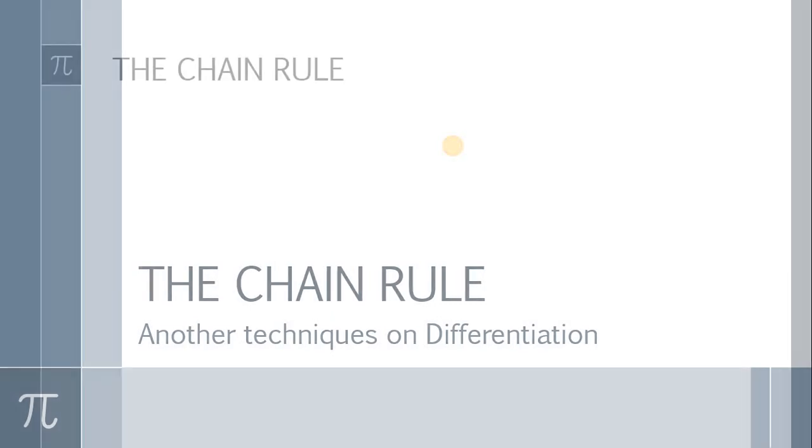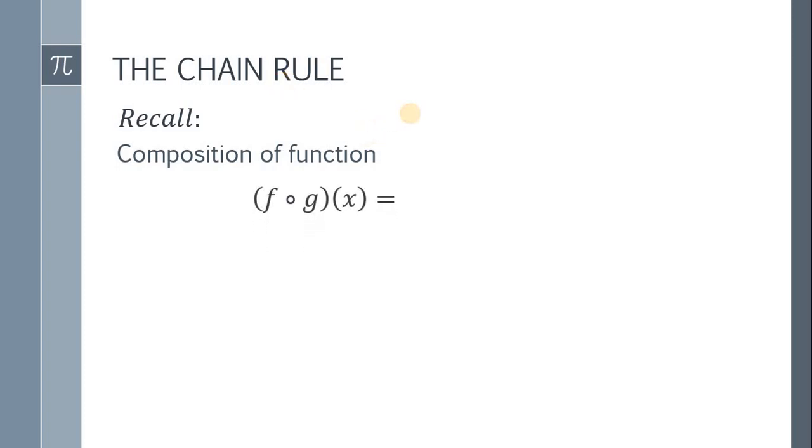So let's start. Before tayo magpunta sa mismong chain rule, mag-review muna tayo ng ilang concept na magagamit natin. So i-recall natin yung concept of composition of function. So ano nga ba yung composition of function? Kung meron tayong f composed of g of x, ano yung equivalent nito? Ito ay f of g of x.